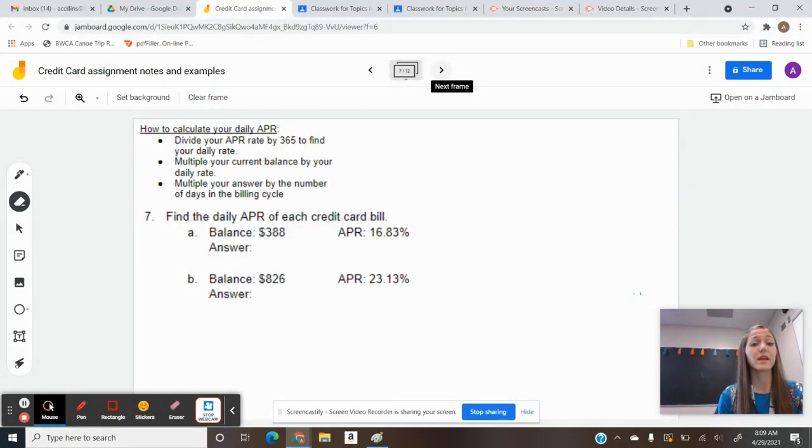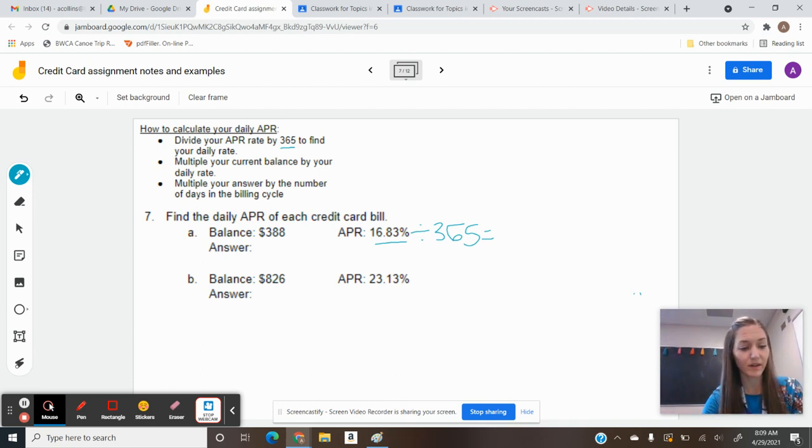Here's what it might look like if they apply it daily. Because we're applying it daily, instead of dividing by 12, we're going to divide by 365 because there are 365 days in a year. And that's going to tell us what that percentage rate would be per day. So I'm going to take my 16.83 divided by 365 and I get 0.046%. That's a tiny percent.